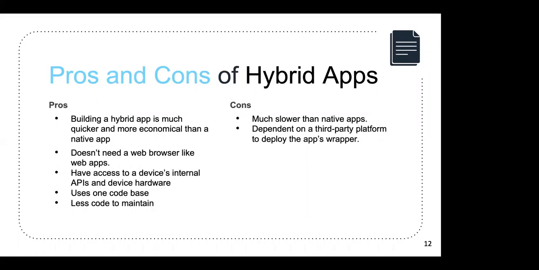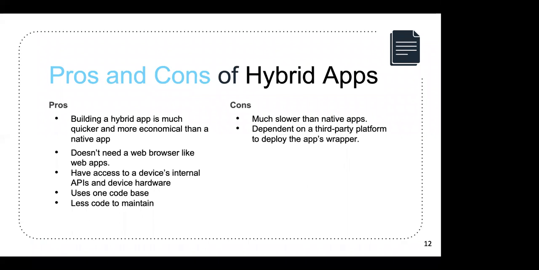So if you are talking about cons, when comparing it with the native applications, it is slower, because the native applications directly work with the native code, but here it uses web technologies and we need to wrap it into native components and deploy it. So these are the basic ideas about native applications, web applications, and hybrid applications.